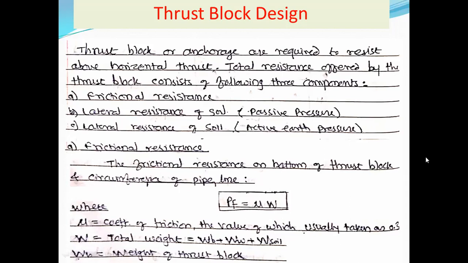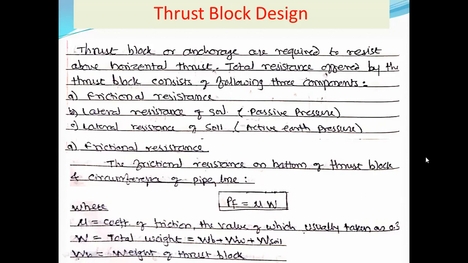First, frictional resistance. Second, lateral resistance of soil, in bracket, write down passive earth pressure. And third, lateral resistance of soil, in bracket, active earth pressure. Okay.